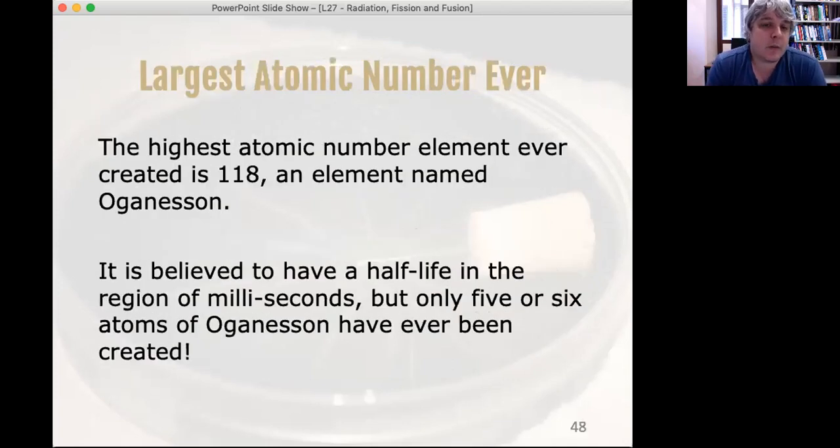The highest atomic number that has ever been created is 118, and they named the element oganesson. It's believed to have a half-life in the region of milliseconds, but because they've only ever created 5 or 6 atoms of it, it's hard to say with any certainty what the half-life is. You need to study a lot of atoms, a lot of radioactive decay, to get an actual estimate of the half-life. So they think it's in the region of milliseconds, but they can't be certain until a lot more atoms are created and studied.